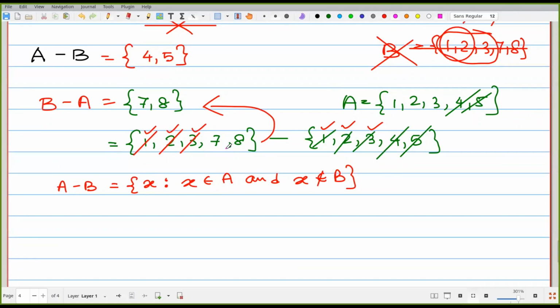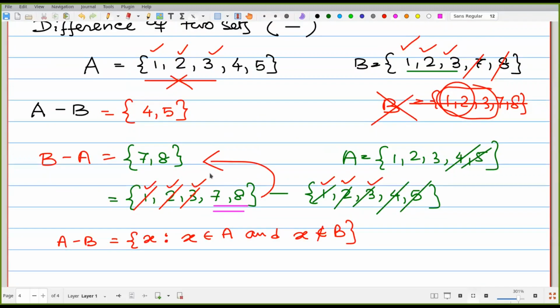Look at the thing. Whatever we have found, 7, 8, that is belonging to B, so in that case it is not in A minus B. Here, whatever we have found, 4, 5, belongs to A, but it does not belong to the set B. So in the case of B minus A, X belongs to B and X does not belong to A. That must be the known fact of the difference of two sets.